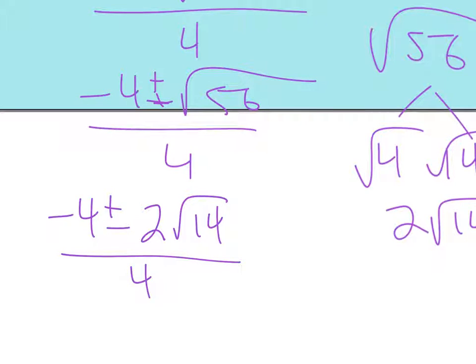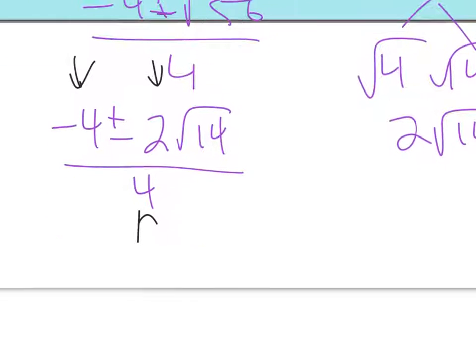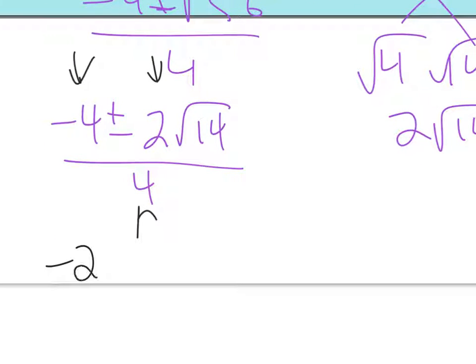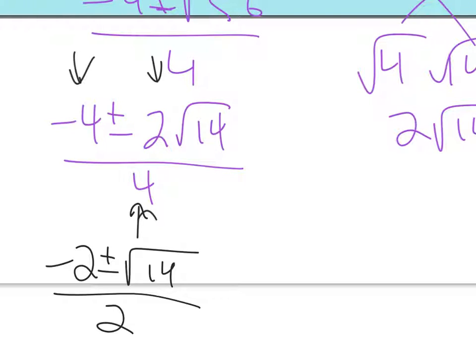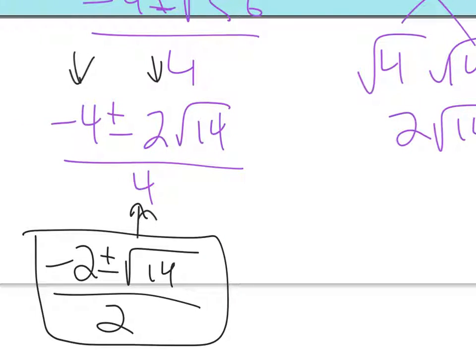So now I can take this, this, and this. I can divide all those by 2, and here's what I will get. I can go negative 2 plus or minus just the square root of 14, because the 2 gets divided by 2, which is 1, and then 4 divided by 2 is 2. Then this would be considered a good answer. This would be fine. Okay, this would be a simplified answer.